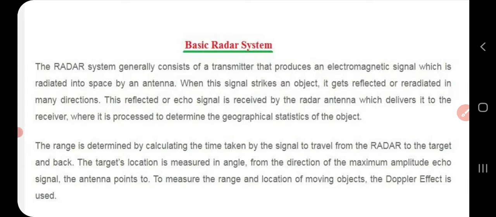It consists of a transmitter that produces an electromagnetic signal which is radiated into space by an antenna. When this signal strikes the object, it gets reflected or re-radiated in many directions. This reflected or echo signal is received by the radar antenna, which delivers it to the receiver. There, at the receiver, it is processed to determine the geographical statistics of the object. Okay, I am just explaining it once again.